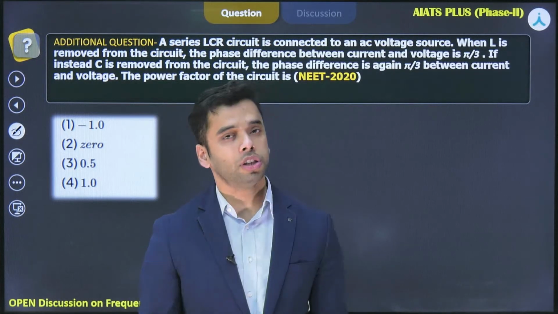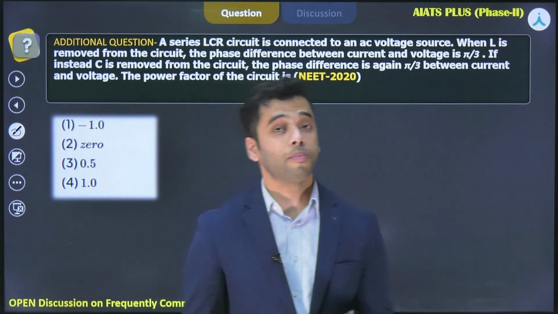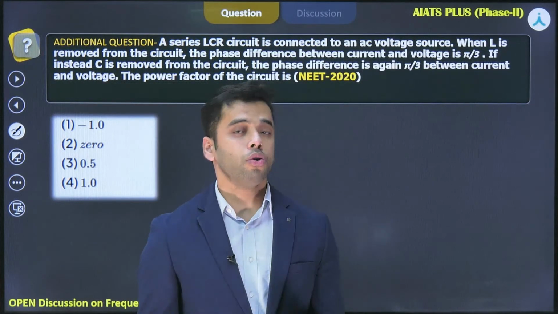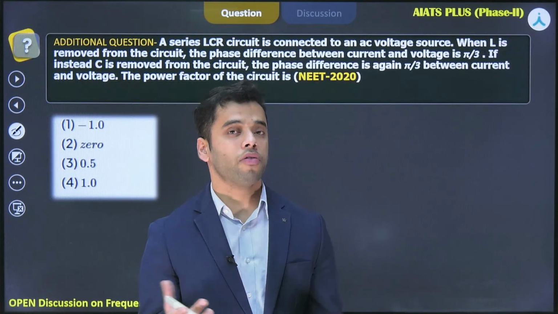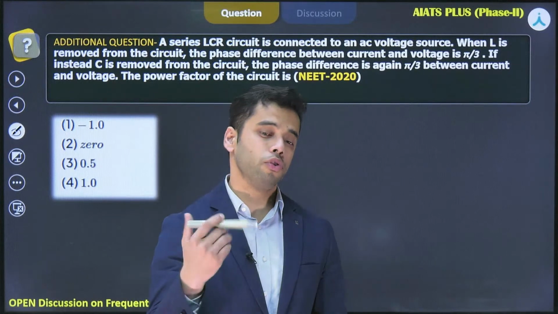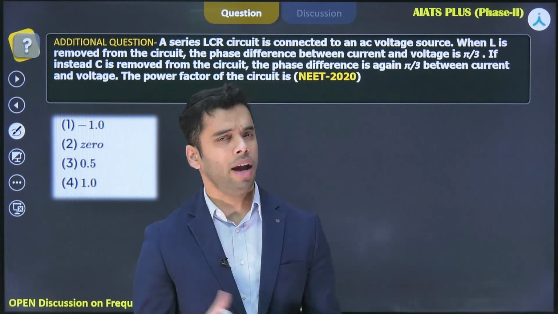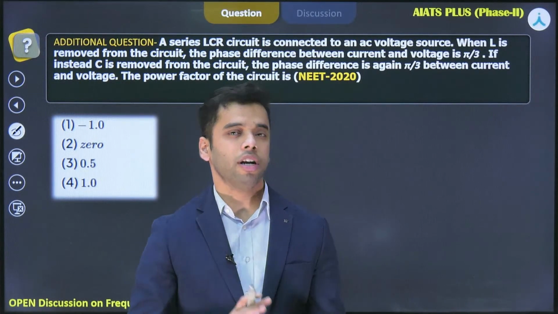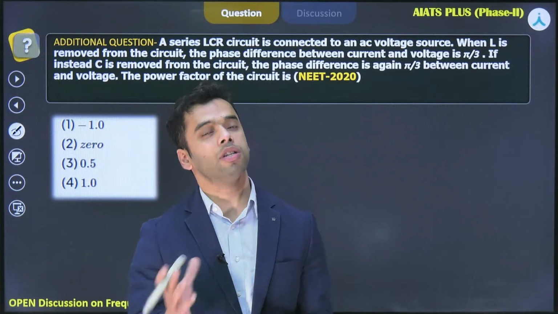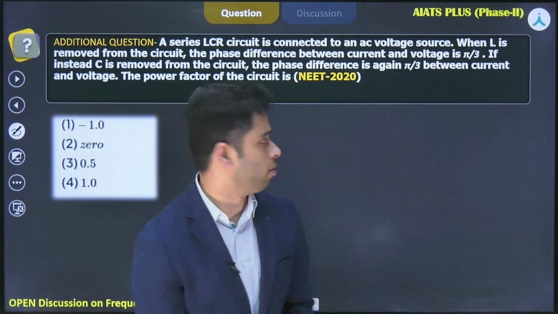In the first condition, L is removed, the phase difference is pi by 3. In the second condition, the capacitor is removed, again the phase difference is pi by 3. So you need to basically comment about the power factor of the circuit. And it is an actual problem from the NEET examination. Any one of you, if you know the answer, you can put the answer in the comment box. It is a fairly simple problem, just a little bit of a tweak to the previous problem. And if you are thorough with the concept, you can solve this problem in a jiffy.